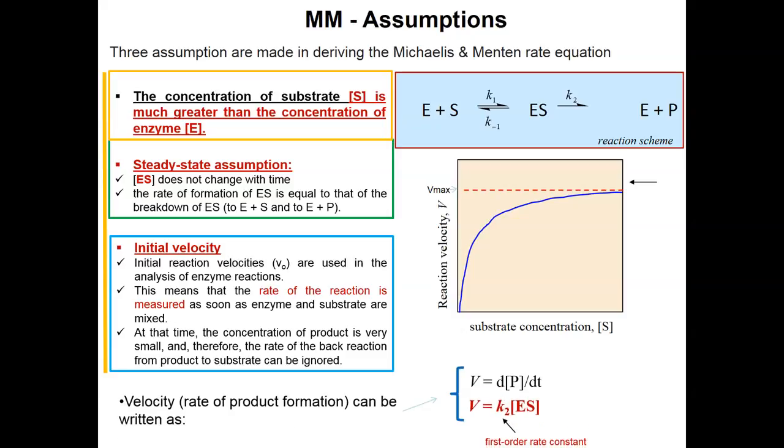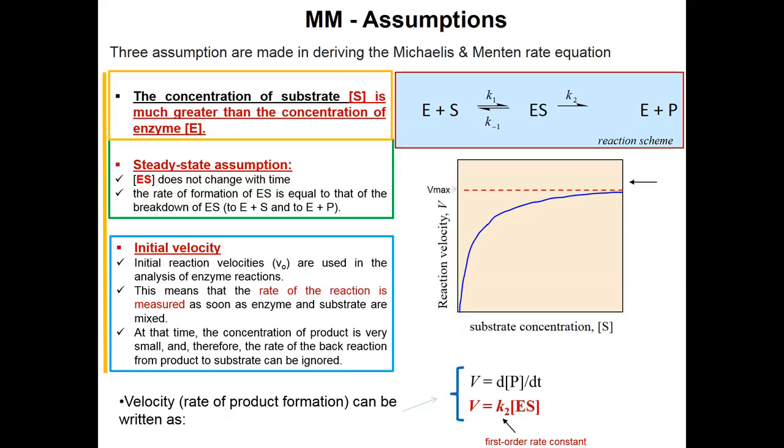So at that point, the product formation only depends on K2, since the reverse reaction is negligible because the product is not there. So you can write the velocity, the change in product concentration over time, as K2, which is the kinetic constant of the ES transformation to EP, times the ES concentration, okay? So you can write the product formation, or the velocity of the reaction, that way, because again, this direction is negligible.